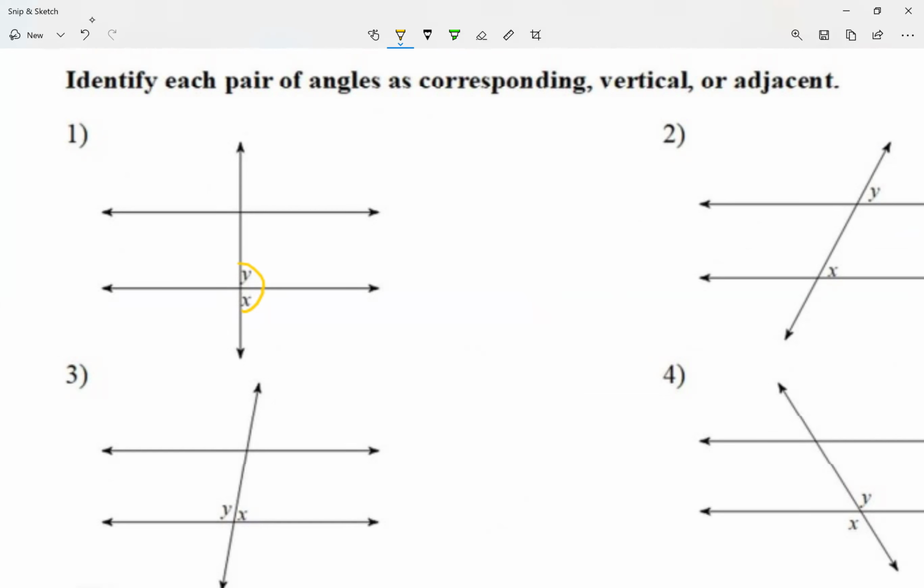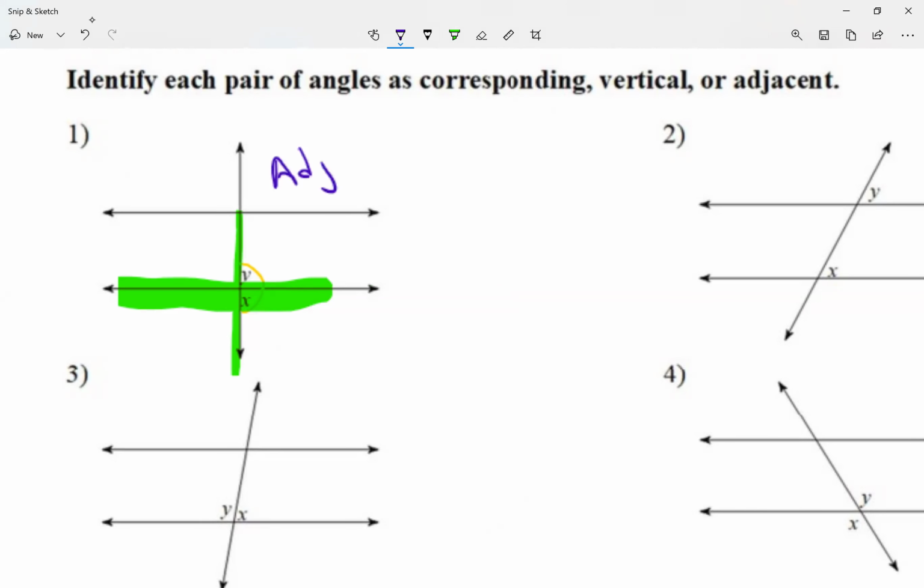In this case, I see these two angles are together when there's an X form. You guys see my X form. These angles are next to each other, so this is what I call adjacent. My question here is just to identify this. I'm going to call this adjacent.